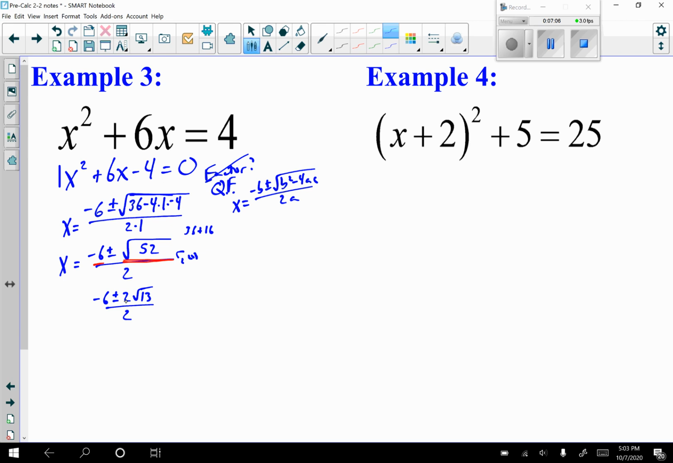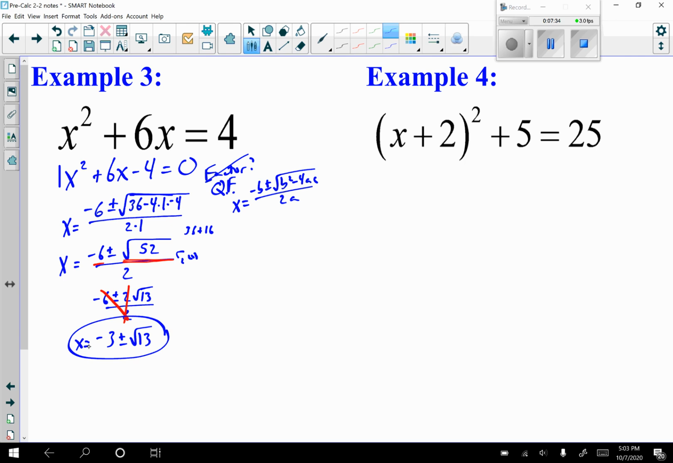Okay, a pair of 2's. Now we can reduce both terms, both of those reduce by 2, and we end up with negative 3 plus or minus 1 root 13 over 1. So there is our solution for x. Okay, simplify the radical, then try to reduce both parts of the fraction. They both have to reduce.